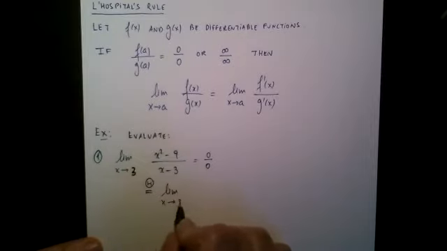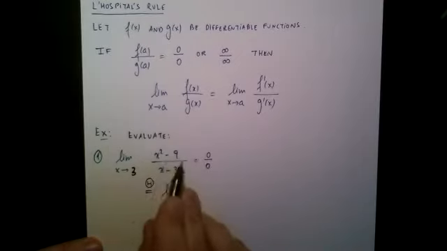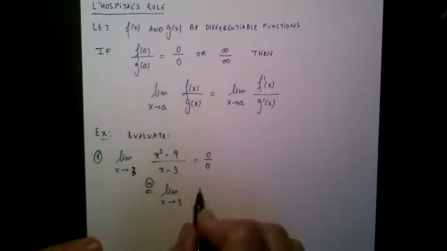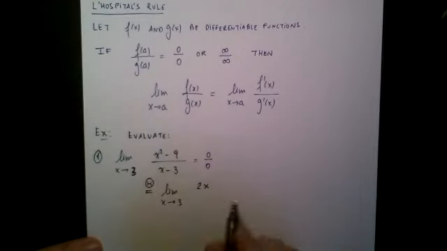Limit x approaches 3 of what? So the derivative of what is it? f prime of x squared minus 9, which is 2x, right? Over the derivative of x minus 3, which is 1. You with me? And then you plug in the 3 inside and you get 6. That's my answer. That's pretty nice. Okay, saves a lot of time.